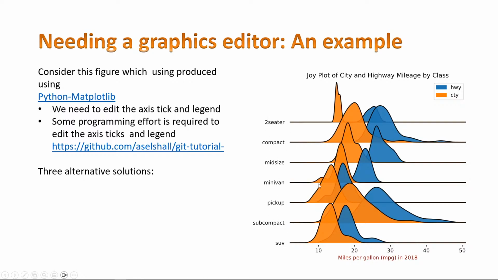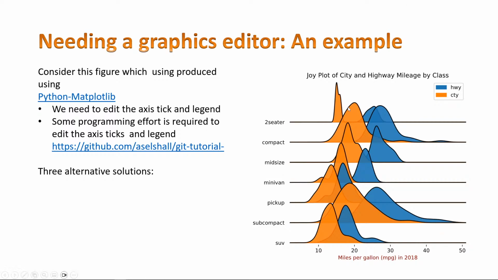I want to make this more beautiful. See, highway and city, I'd like to write Highway, I'd like to write City, and I'd like to make it a bigger font also. So how could I do this? How could I fix these problems?